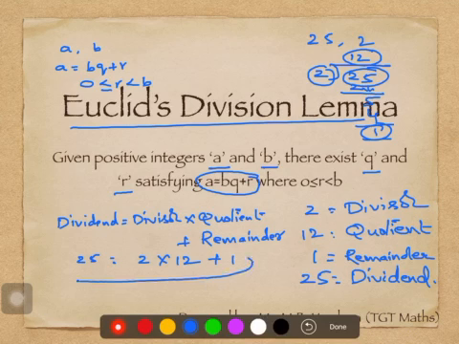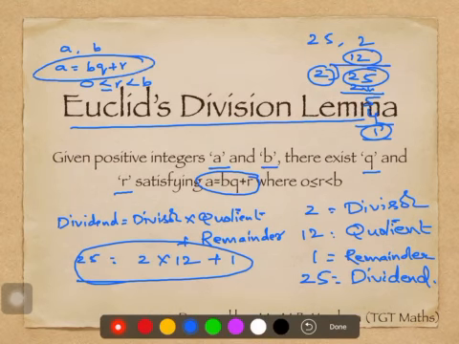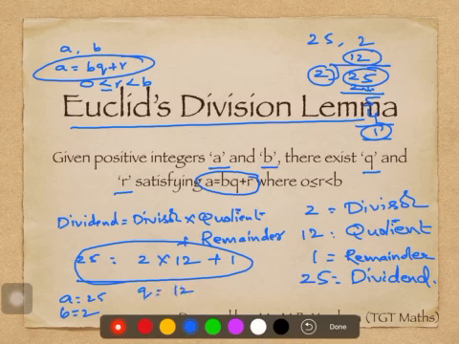Here we compare these numbers with a equals bq plus r. a is equal to 25, b is equal to 2, q is equal to 12, and r is equal to 1. That means there exists a equals bq plus r where q and r are whole numbers. And we also see the condition. What is that condition?